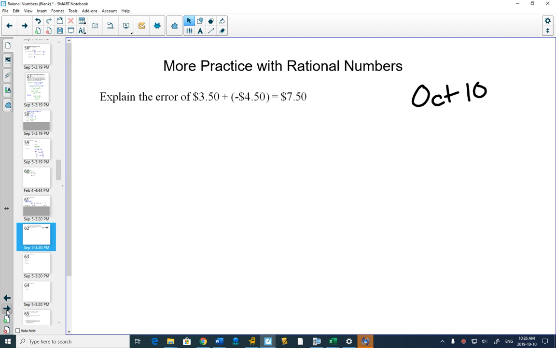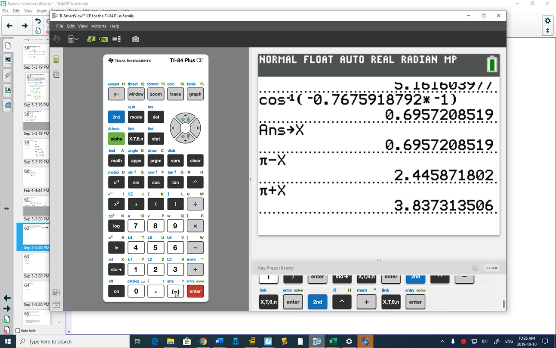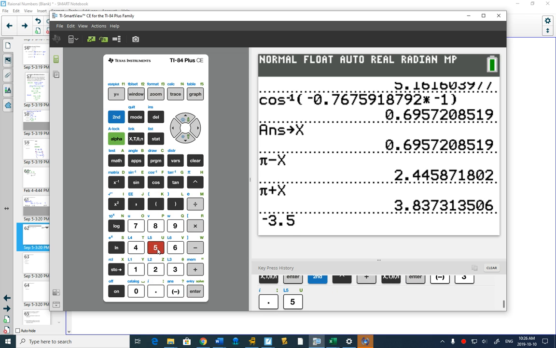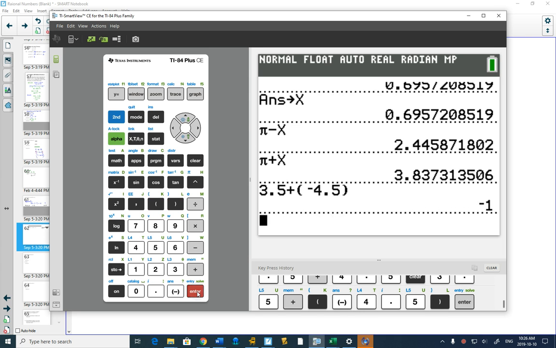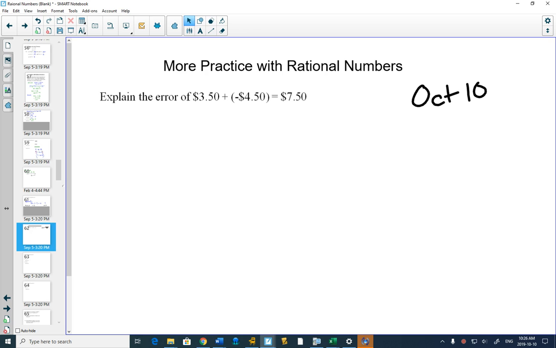If we go to our calculator and type this in, negative 3.5 plus 4.5. No, I wrote it wrong. It was 3.5 plus a negative 4.5. We should have got negative 1.